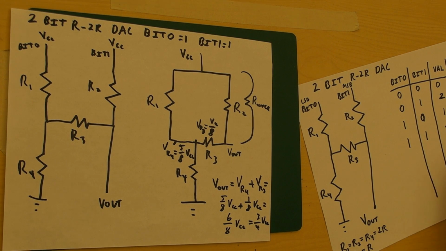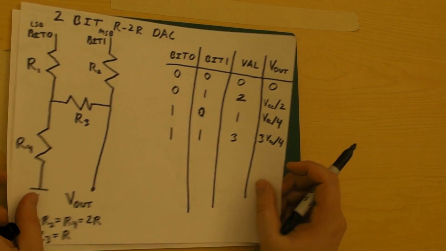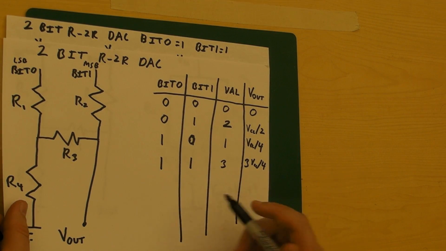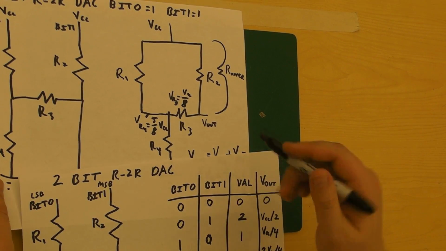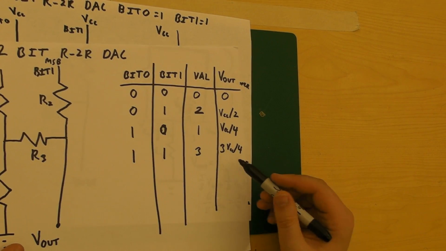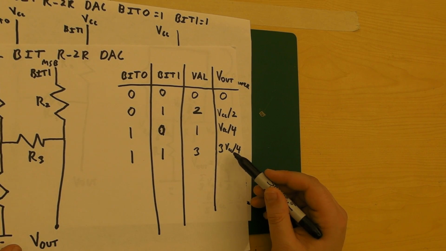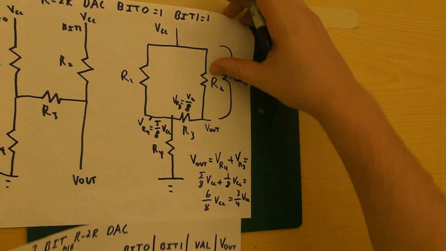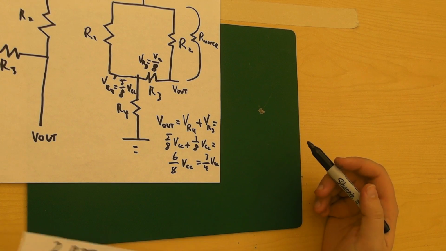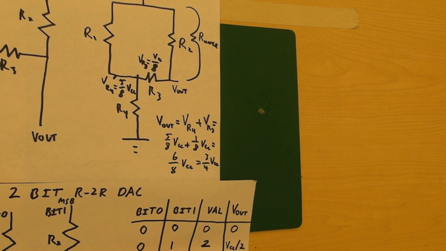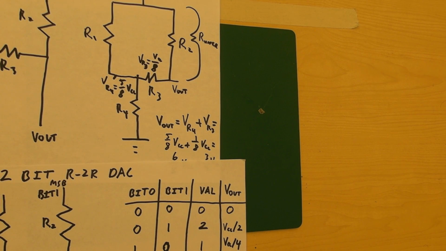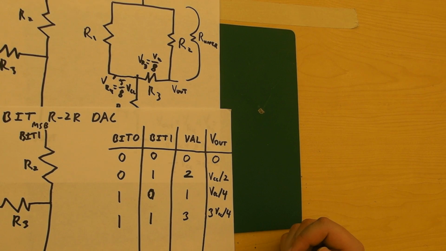However, going back to our formula, we see that it predicted that bit 0 is 1 and bit 1 is 1. The digital value is 3, and it predicted that our V out would be 3 times VCC over 4, and that's indeed what we got in the end. Now, the one I didn't do is when the high bit is set to 1 and the low bit is set to 0, but I assure you, if you do the same calculations, we're going to end up with VCC over 2, and you can do that as a good bit of exercise.